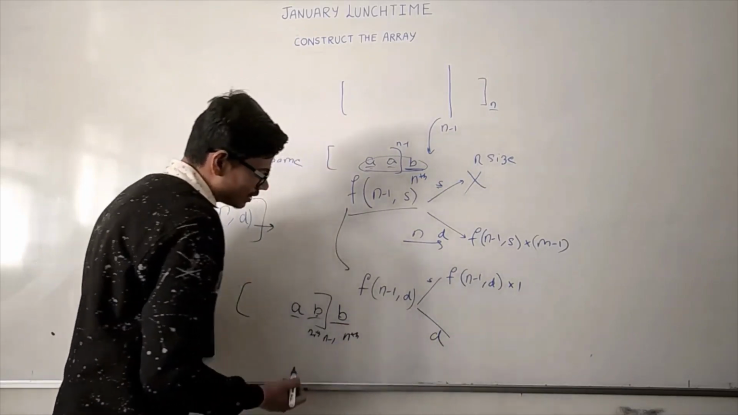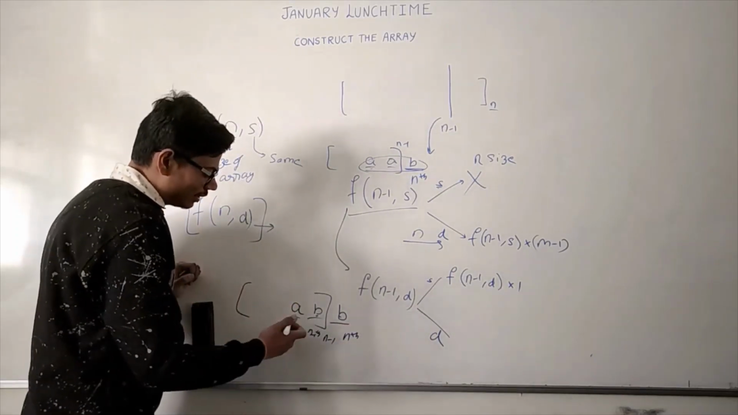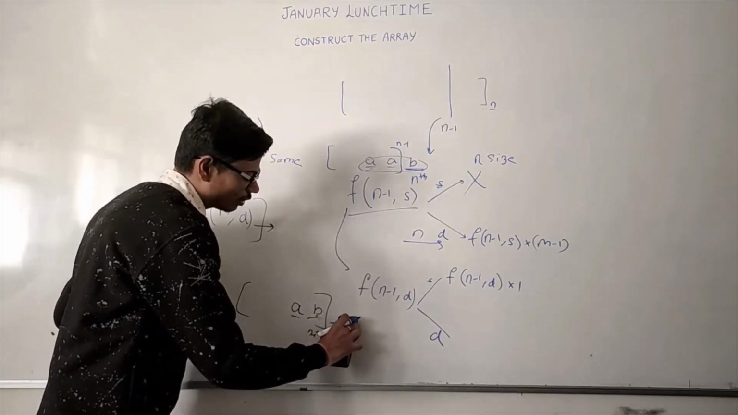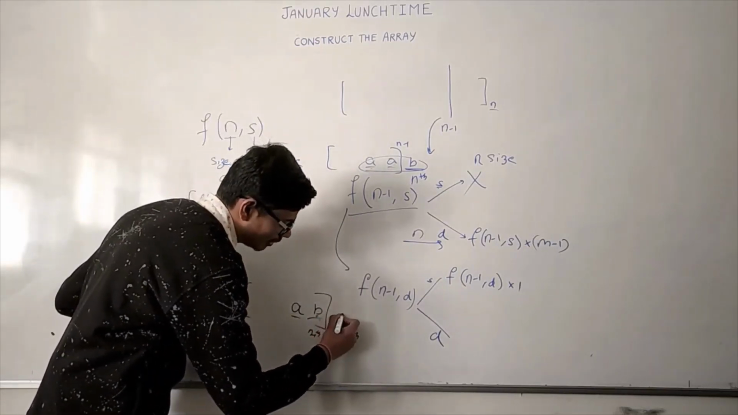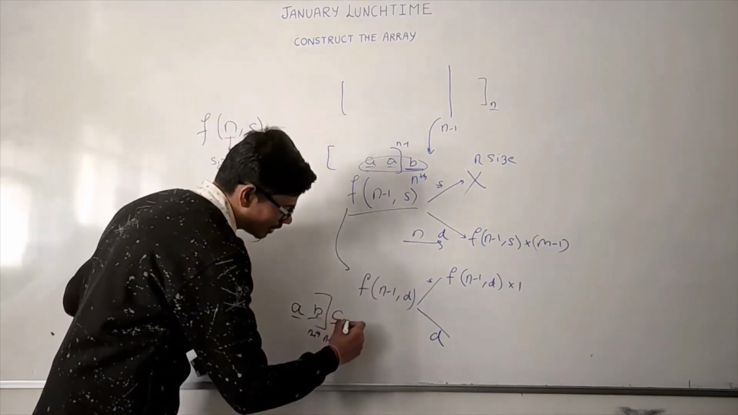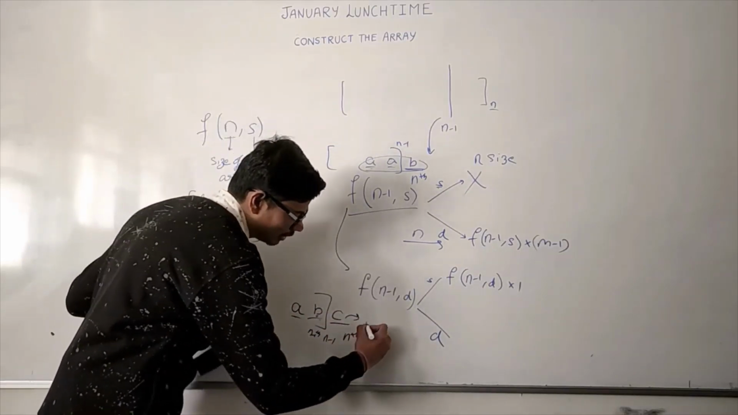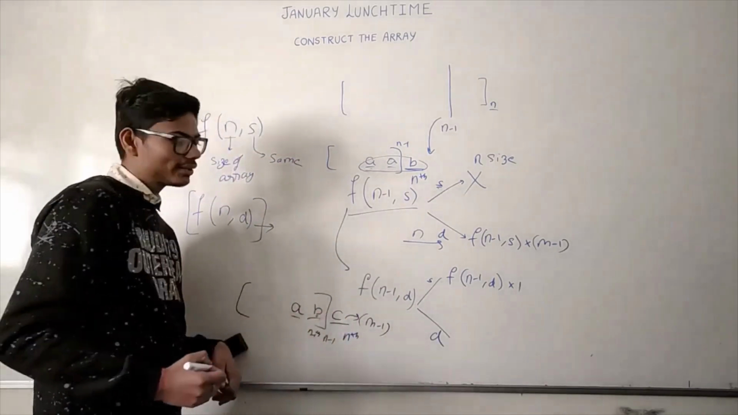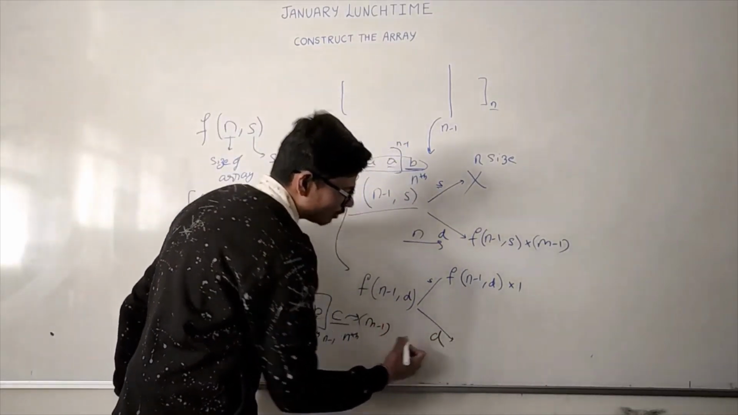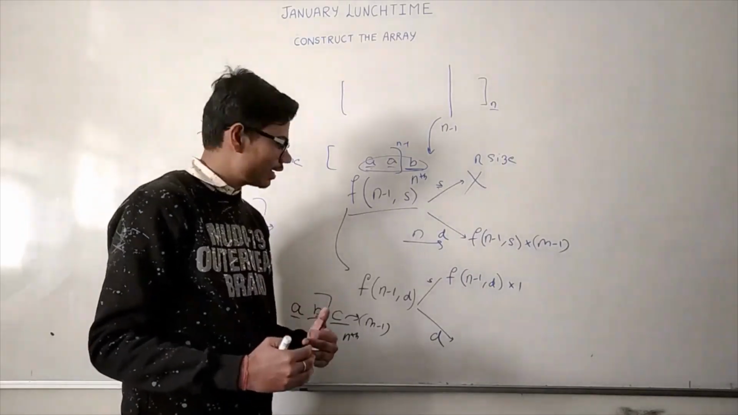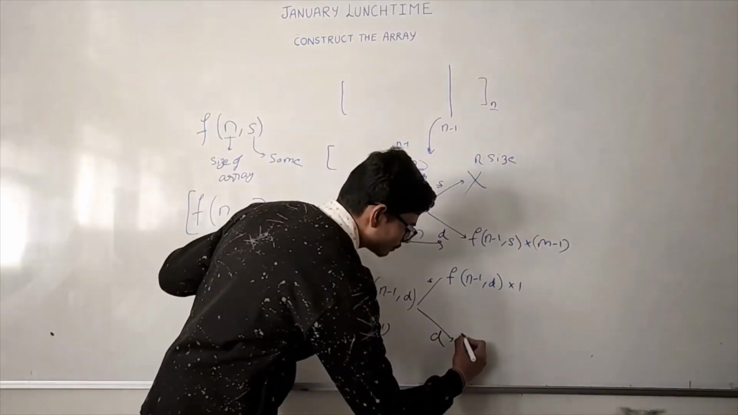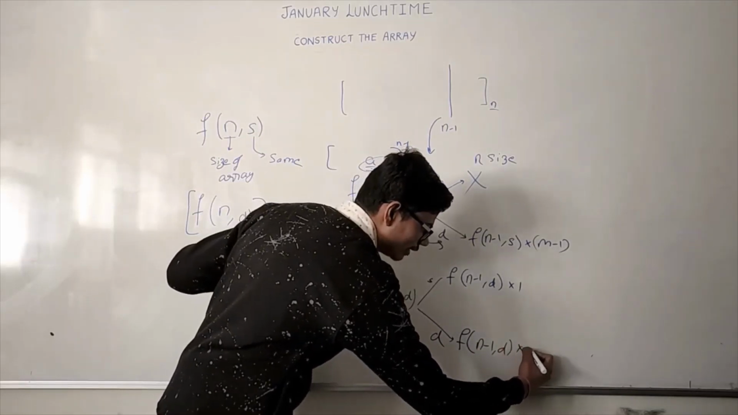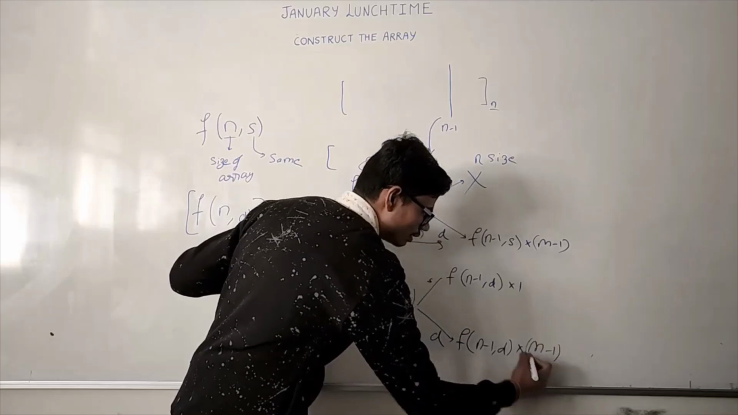Now in this case we are placing a different element, like here we have A comma B and now at nth position we are not placing B. Let's say we place C here. So the total number of ways in which we can fill this position are again m minus 1 because we have to place any element except B. So the total number of ways in which we can construct an array of this kind are f of n minus 1 comma d into m minus 1.